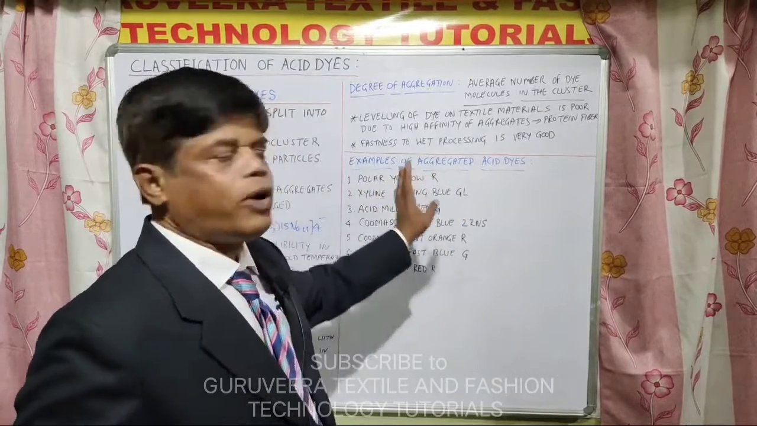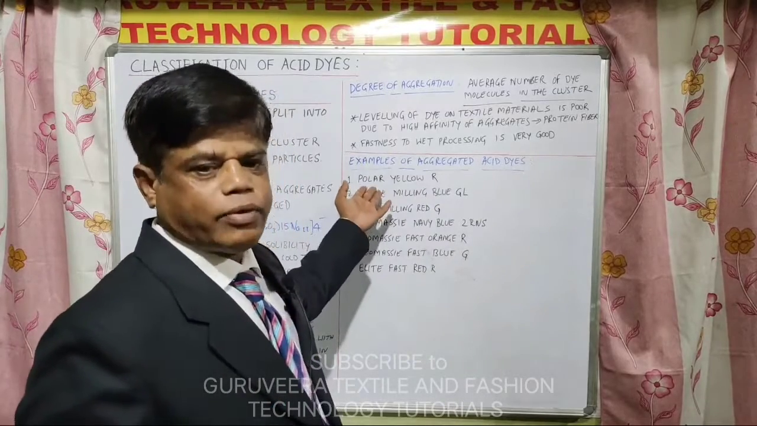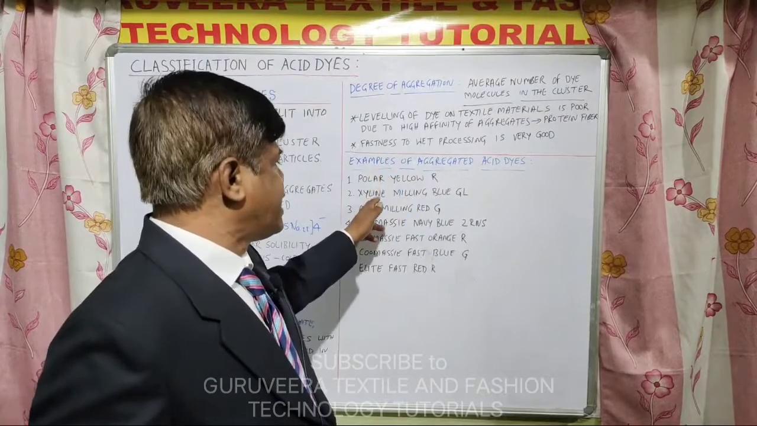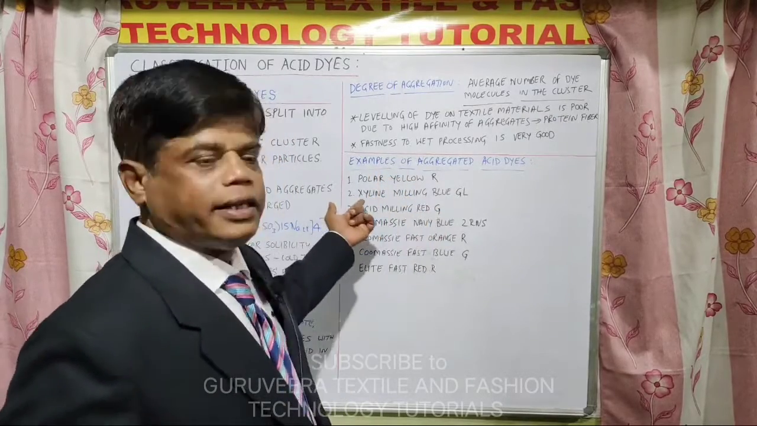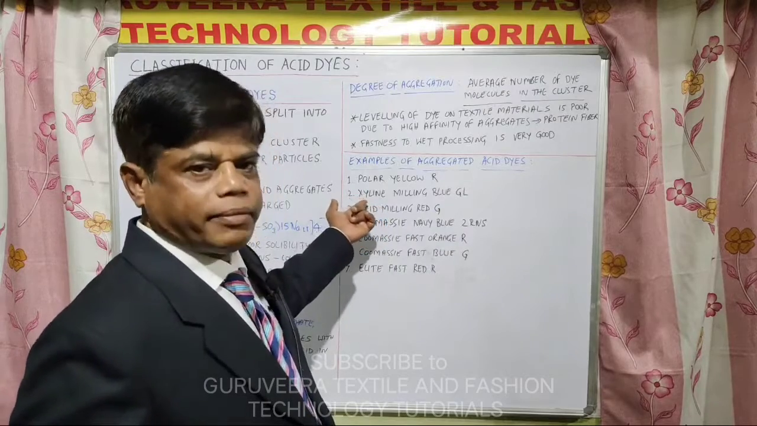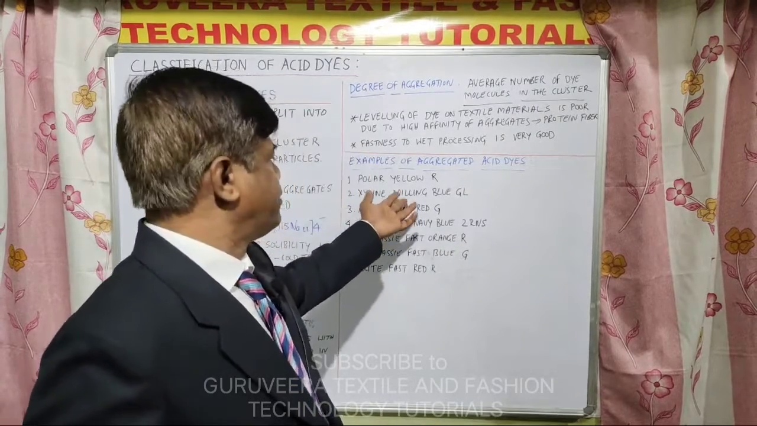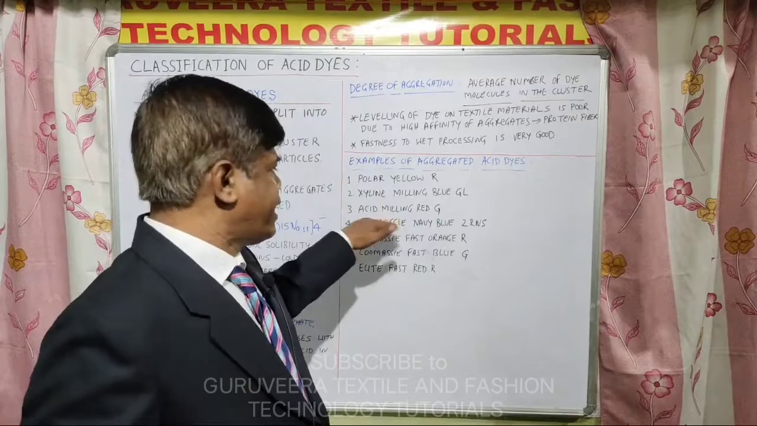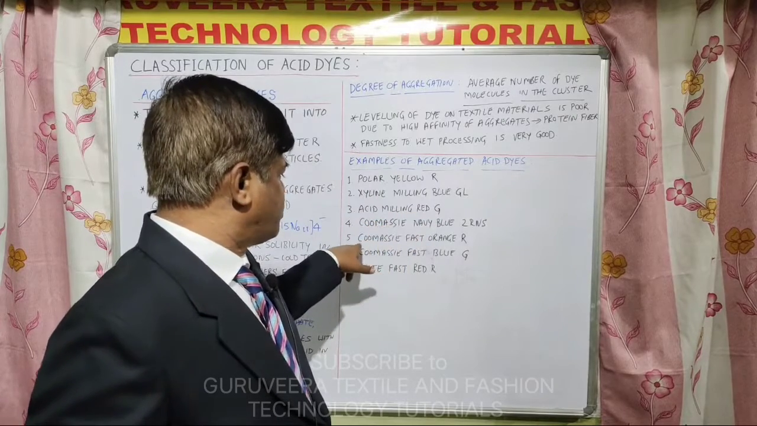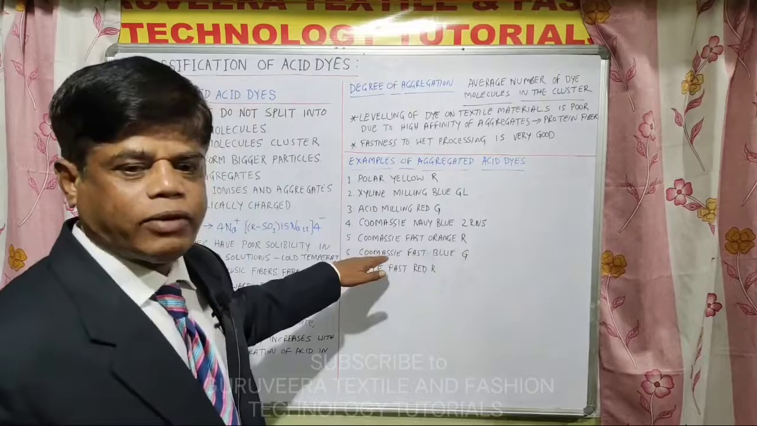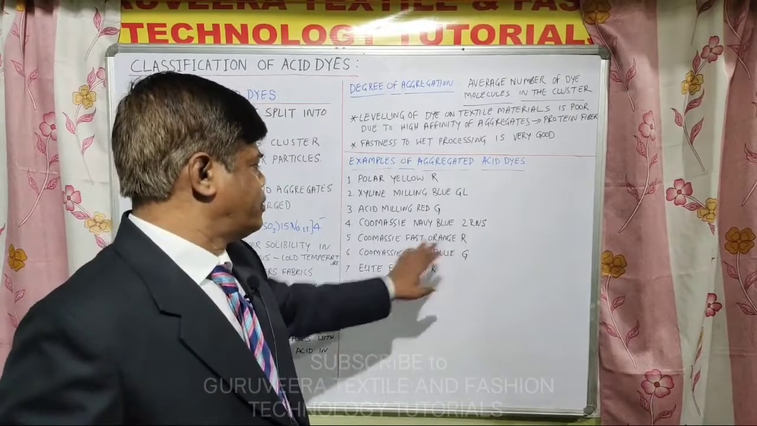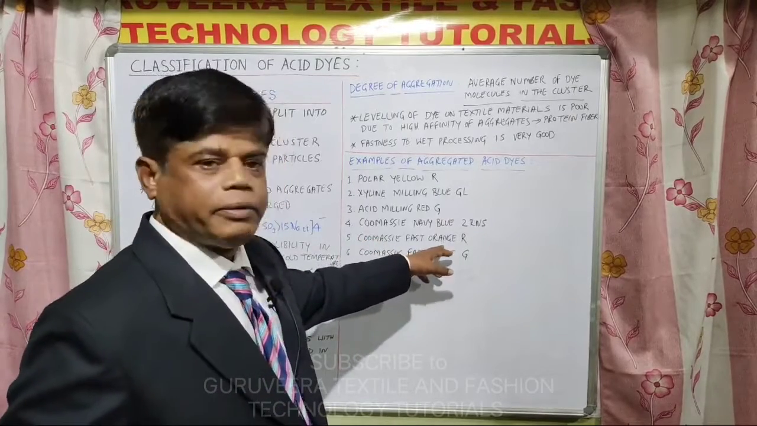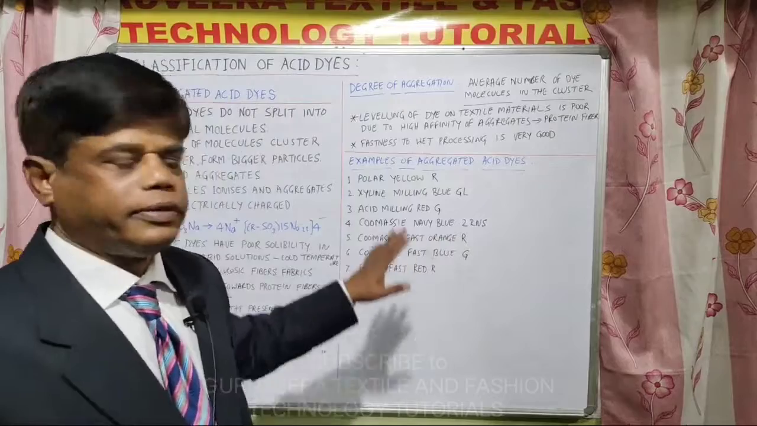One is Polar Yellow R. Polar is a trade name or company name or manufacturer name, Yellow is the color name, R is the symbol, R means red. And Xylene Milling Blue GL. Xylene is a trade name or patent name or manufacturer name, milling is a kind of processing, and blue is the color. Like that, Acid Milling Red G. Kumasi Fast Orange, Kumasi is a trade name or manufacturer name. This is orange, blue. Company name will be there or trade name will be there, or color name or symbol will be there. Alright, this is how the examples are.